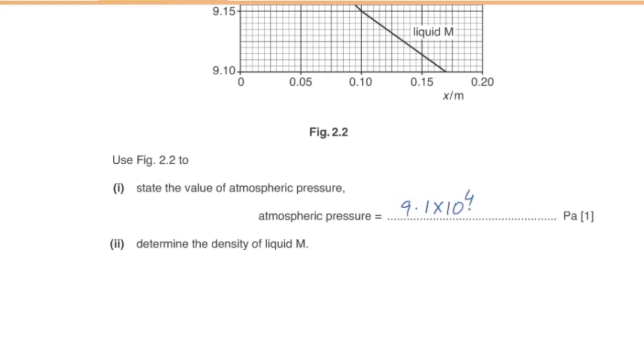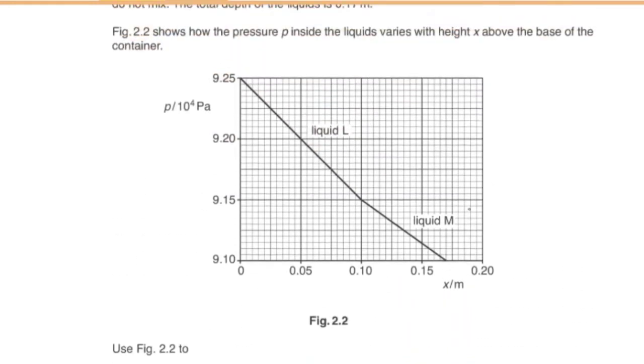Part 2, determine the density of liquid M. For us to know the density of liquid M, we should first look at figure 2.2. So the pressure due to liquid M goes from 9.15 to 9.1, and the change in depth due to this change in pressure is 0.17 to 0.1.